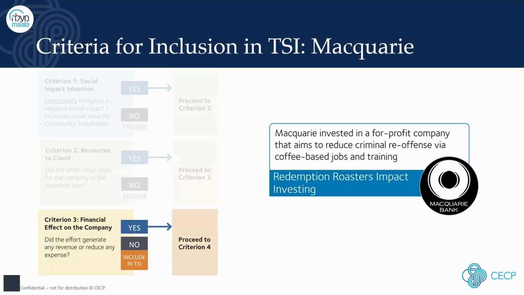Criterion 3, financial effect on the company. Did the effort generate any revenue or reduce any expenses? Yes, it did generate revenue. This is a for-profit transaction. Macquarie is hoping to receive returns on that investment in the form of dividends or whatever that may be. So we're going to have to proceed to criterion 4.